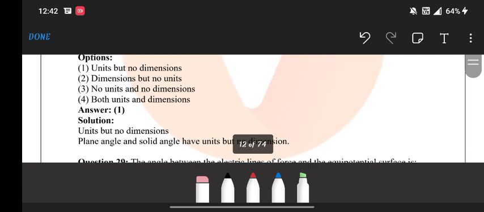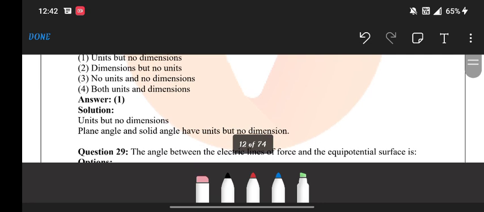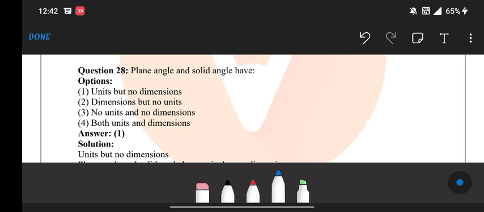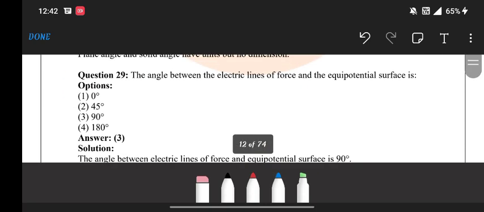So plane angle and solid angle have units, but they do not have dimensions. Therefore, plane angle and solid angle have units but not dimensions. So it is option A or option 1. So option A or option 1 is the correct answer for question number 28. Moving on to our next question.